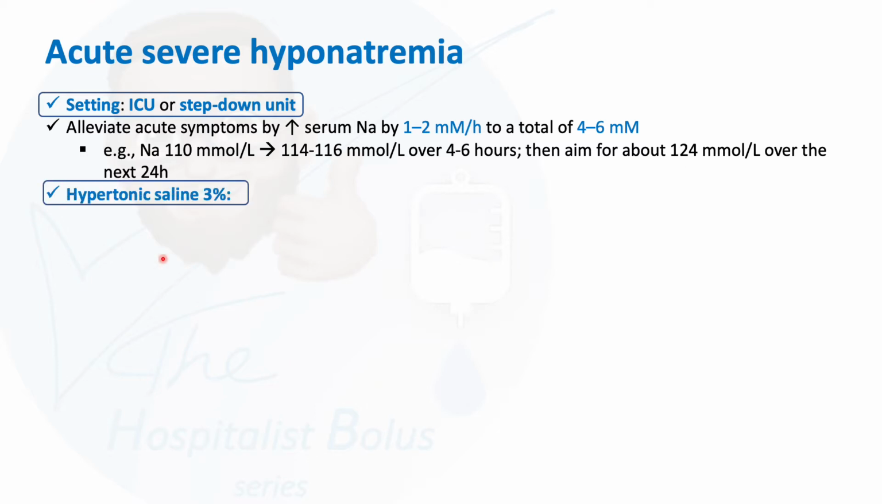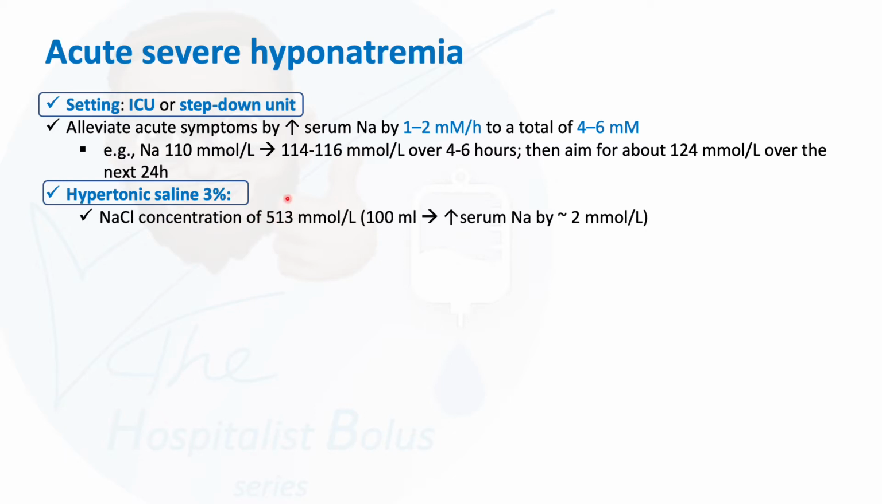So how do you do that? Usually hypertonic saline is the type of fluid that we use. So how do you calculate the dose, how much you give? It's very variable. There's no single equation. Some people might consider different methods.